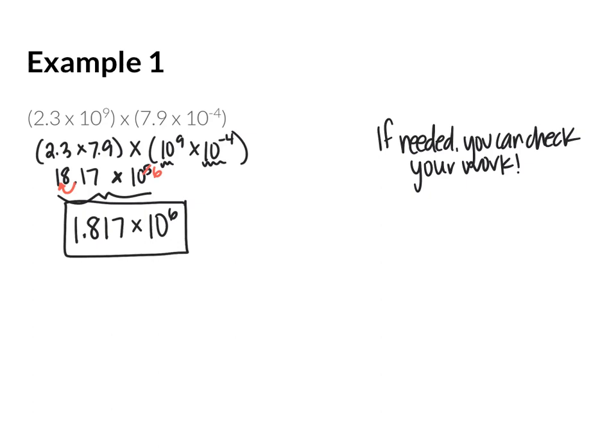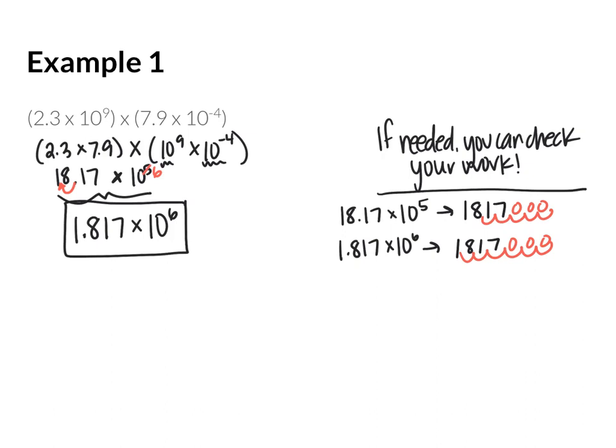If needed, you could always check your work. Some people will get confused. Which way am I moving my decimal? Am I adding or subtracting to the exponent? So it's helpful to actually execute that 18 and 17 hundredths times 10 to the fifth out and compare that standard form to the answer you got, 1 and 817 thousandths times 10 to the sixth. Both of those answers in standard form give me 1,817,000, so I know that my answer is correct.